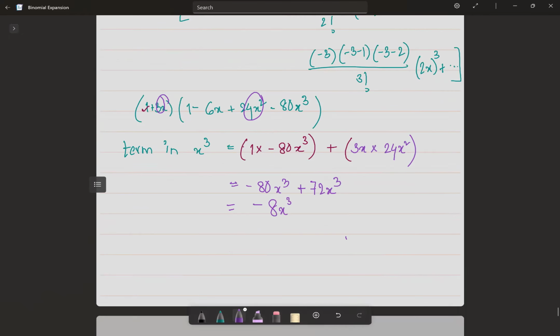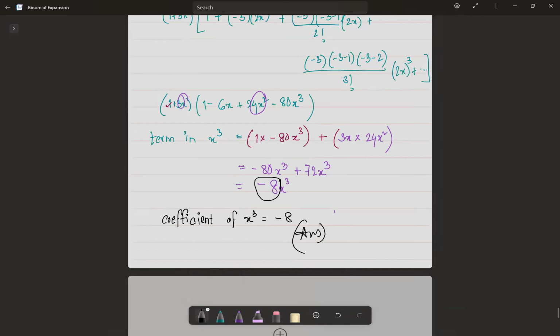So if the term in x cube is minus 8x cube, then what is the coefficient? We know that whatever is with x cube becomes the coefficient of x cube. So our coefficient of x cube would be minus 8. And this is our answer. This was an easy sum. And I hope that there is no problem in this one.